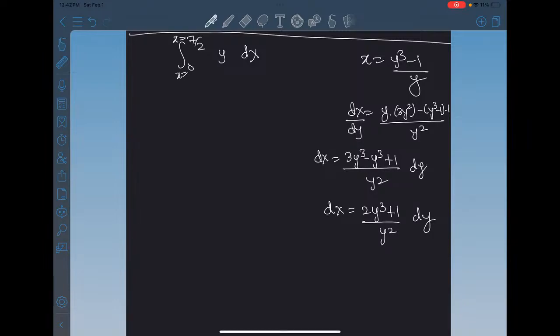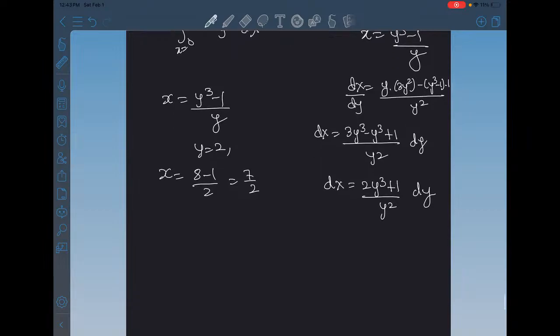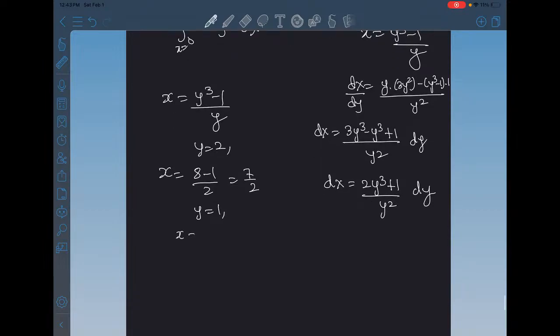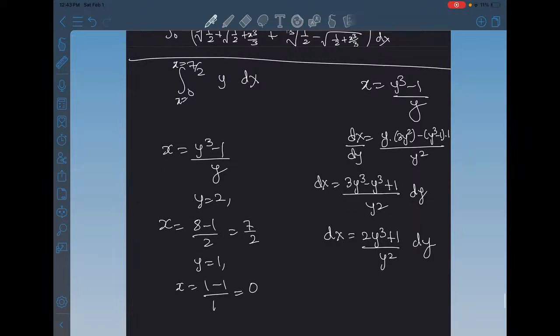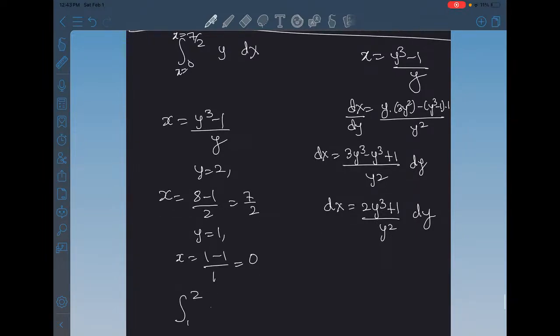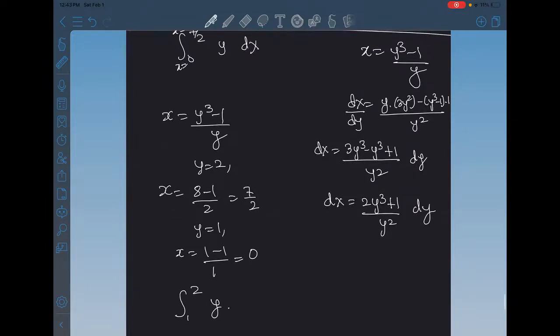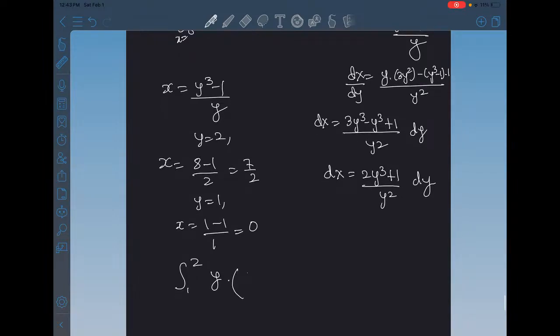Now regarding the limits of integral, notice that here x is y cube minus 1 by y. When y is 2, x is exactly 8 minus 1 by 2, which is 7 by 2. And when y is 1, x is exactly 1 minus 1 by 1, which is 0. So when x is 0 and 7 by 2, y should be 1 to 2. So this should go from 1 to 2 of y, and then dx should be this expression, 2y cube plus 1 by y square.